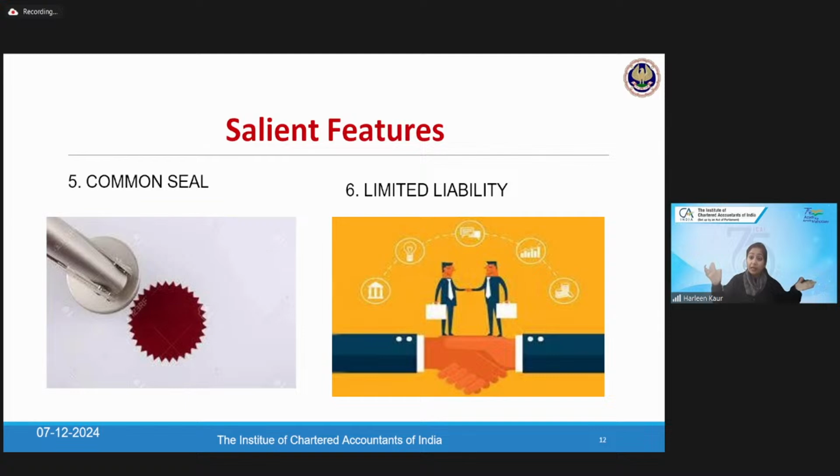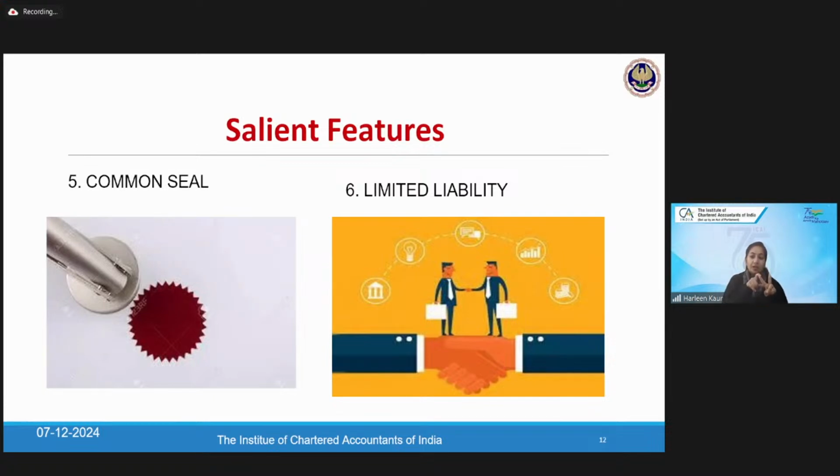You want to start up a big company, minimum 7 members, you can start a public limited company and your liability is limited. You still want to get more expansion, you come up with an IPO, you get your shares listed. So you go to CA Inter, you study how these kind of things happen. But as of now, we are just covering the small point of company, that is limited liability. So your liability is either limited by shares or by guarantee.